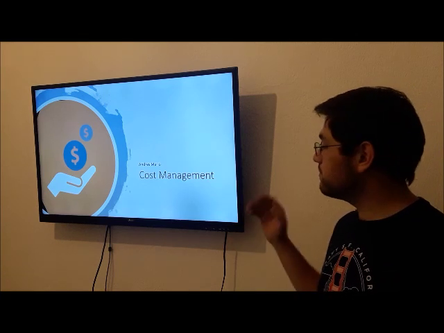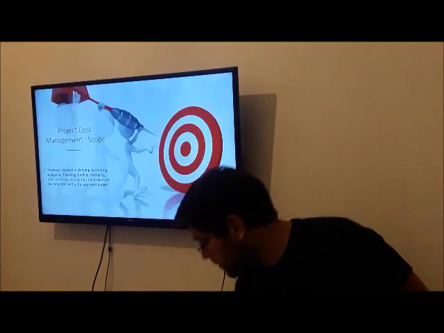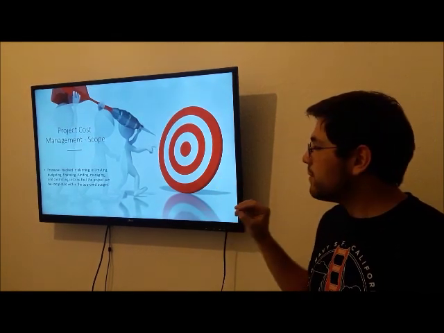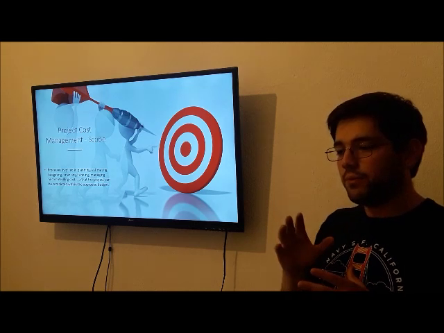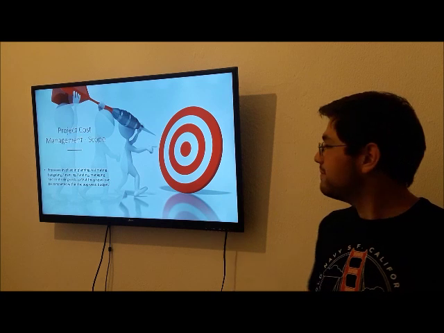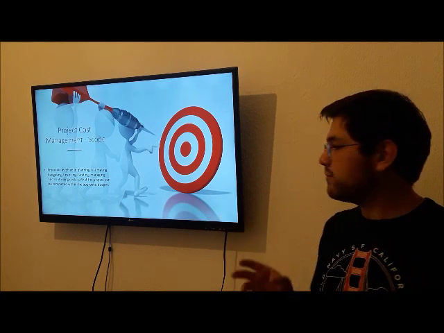We're going to review cost management according to the PMBOK. First of all, the project management scope. It's really important to define a scope for a project. Where are we heading? Where is the bullseye that we are aiming for?